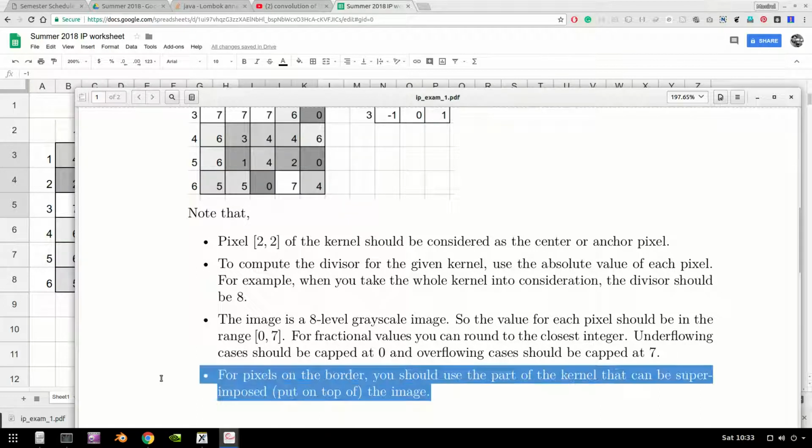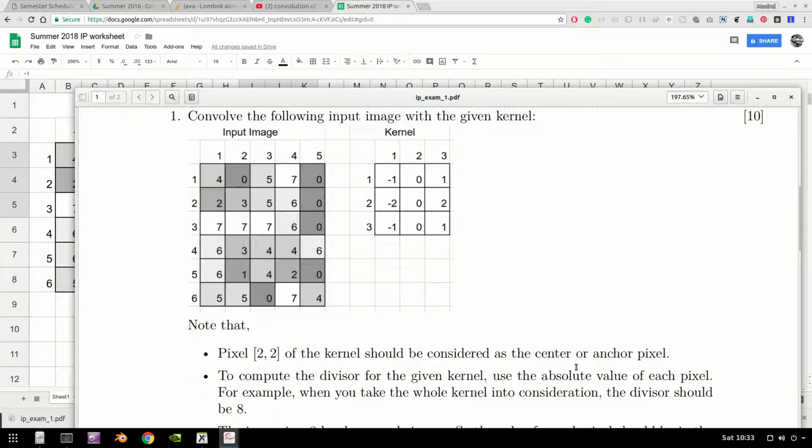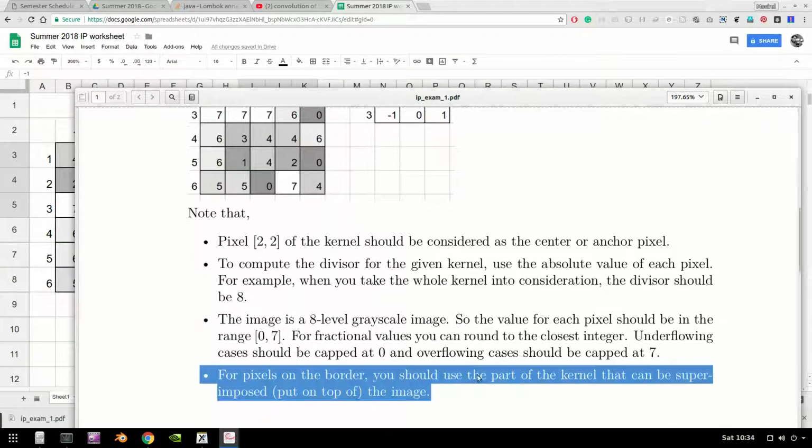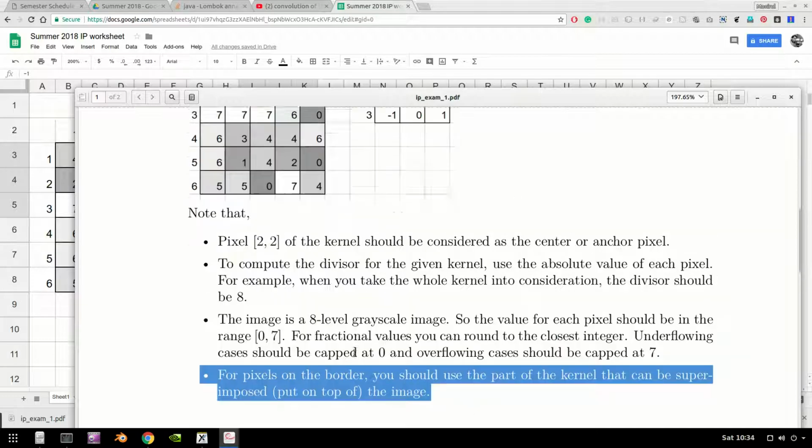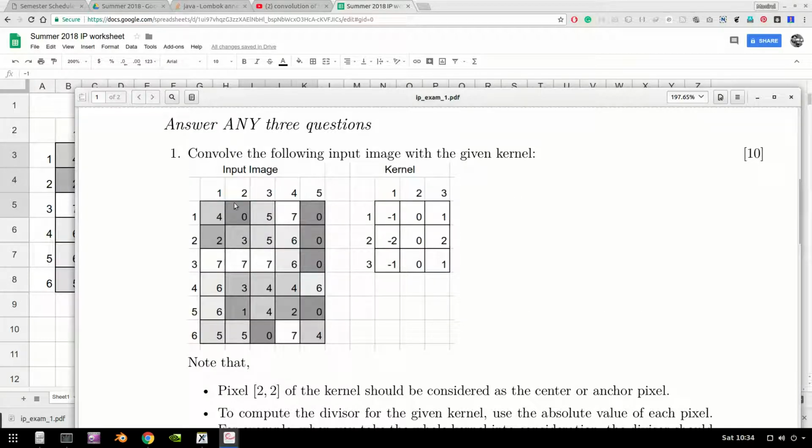I didn't understand the calculation, how to find out the border pixels. The first two or three. Well, if you follow this, it says that you should use the part of the kernel that can be superimposed. So you take this kernel and try to put it on top of this entire picture, and you'll see that not the entire thing is within the picture. You could only do it for this part.